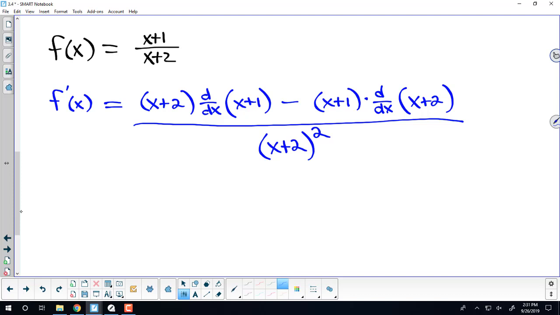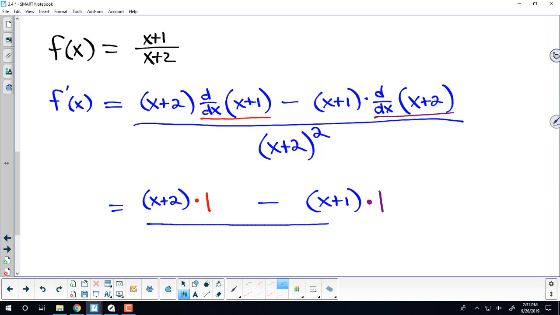So you have to piece it together that way. Otherwise, you're not taking the derivative of the quotient. We have x plus 2 times the derivative of x plus 1. The derivative of x plus 1 is just 1, minus the quantity x plus 1 times the derivative of x plus 2. Again, that's just 1. All of that's over x plus 2 squared.